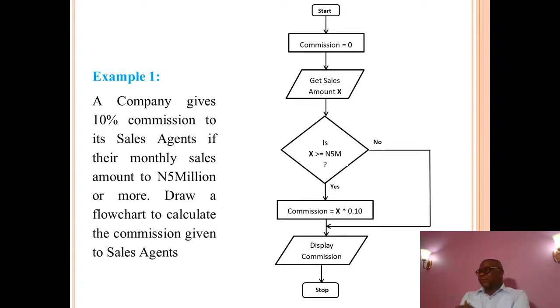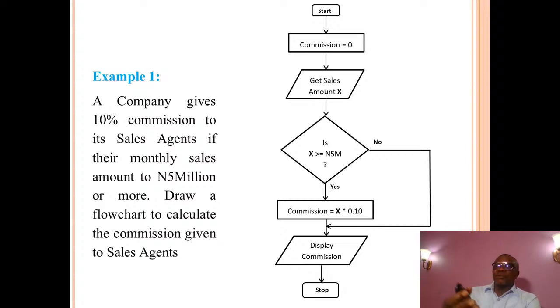So let's quickly look at this example to see how much we understood what you are saying. Example 1: a company gives 10% commission to each sales agent if their monthly sales amount to 5 million naira or more. The question says, draw a flow chart to calculate the commission given to sales agents.